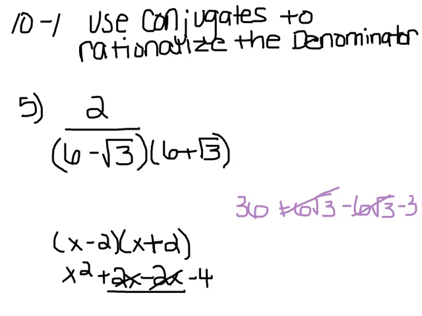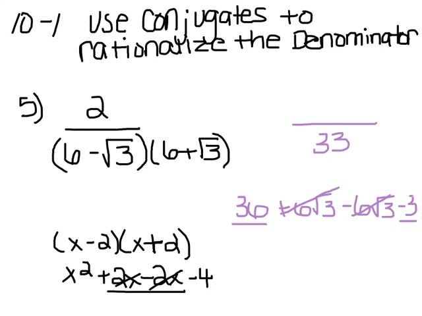They will always cross off and we'll be left with our first term of 36 and our last term of negative 3. 36 minus 3 is 33. So on the bottom of our fraction, we've gotten rid of all of the radicals. That's rationalizing the denominator. We'll have 36 minus 3, which we said was 33.